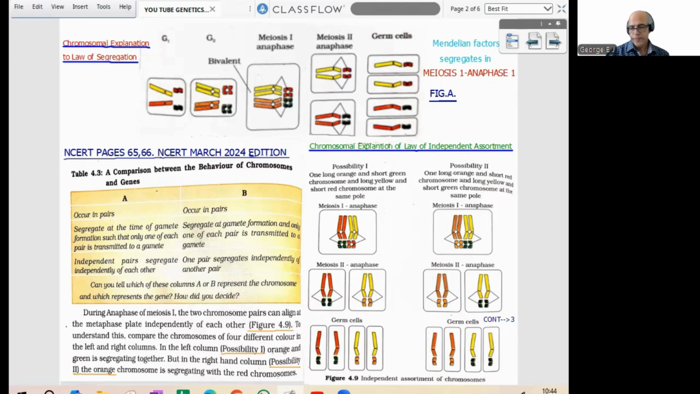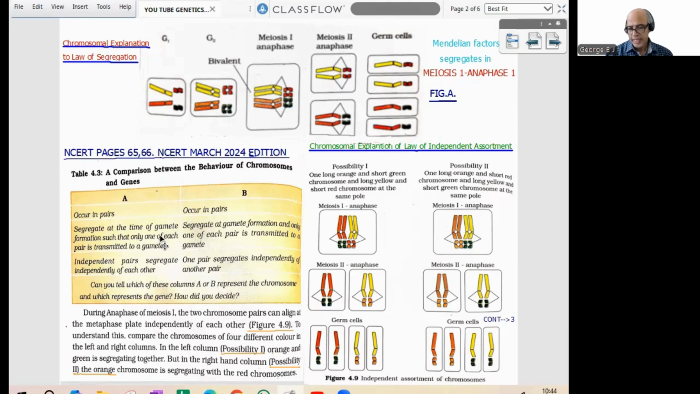Then here they have given a comparison. That is another usual question from NCERT: chromosomes occur in pairs, or in both cases we can find pairs. Then statements are given, and after that they give a question. That is for our question: can you tell which of these columns, A or B, represents chromosome and which represents gene? How did you decide?